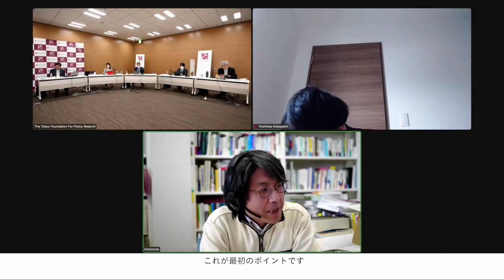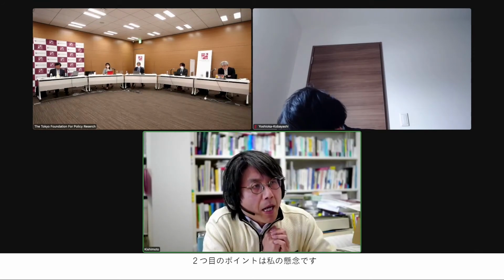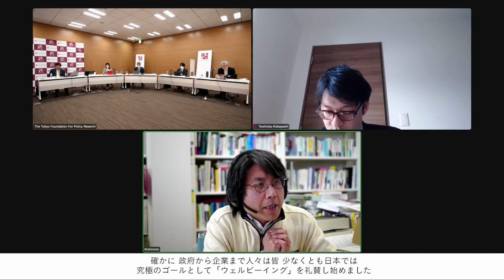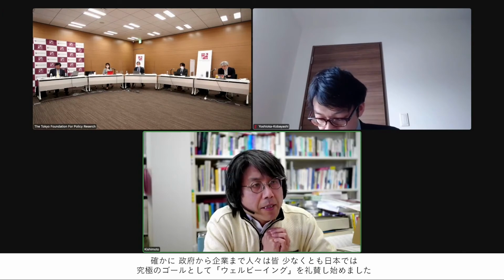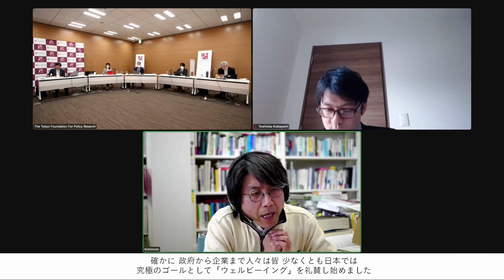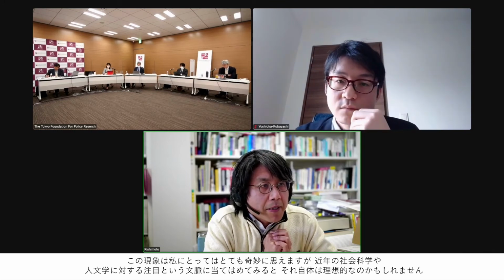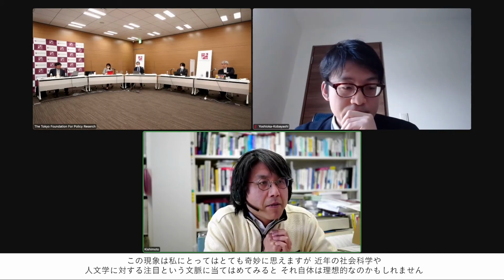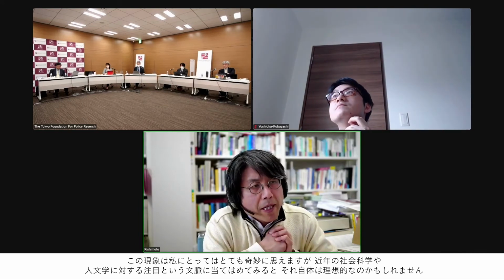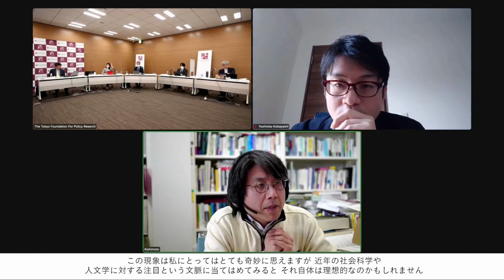Okay, this is the first point. And the second point is my concern. Suddenly, everyone from government to companies, at least in Japan, started to advocate well-being as the ultimate goal. This phenomenon seems very strange to me, but maybe it can be placed in the context of the recent focus on social science and humanities, which I think is desirable in itself.